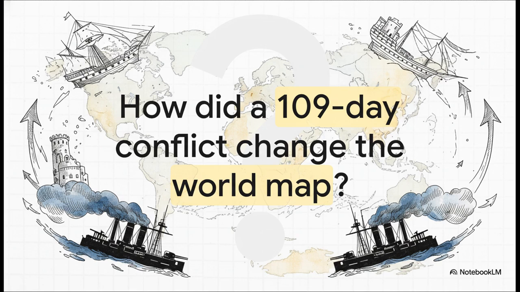So think about this central question for a second. How did a 109-day conflict permanently change the world map? It's honestly kind of hard to wrap your head around, right? I mean, in just over 100 days, empires fell, a brand new global superpower was born, and the stage was basically set for some of the absolute biggest events of the modern era. Let's find out exactly how that all went down.